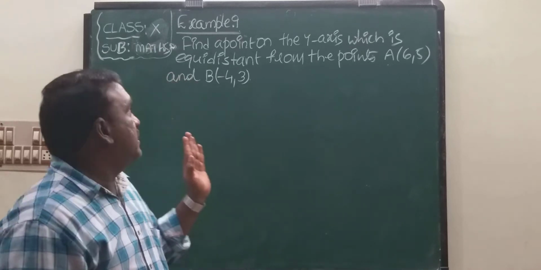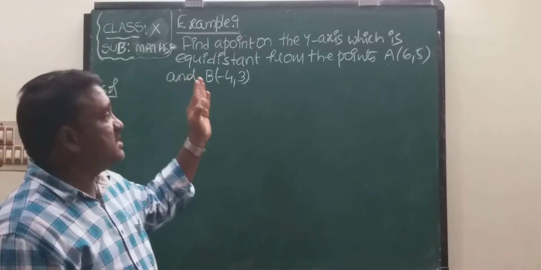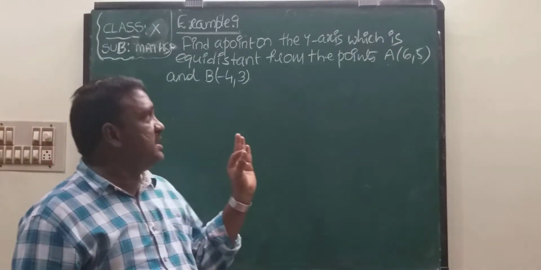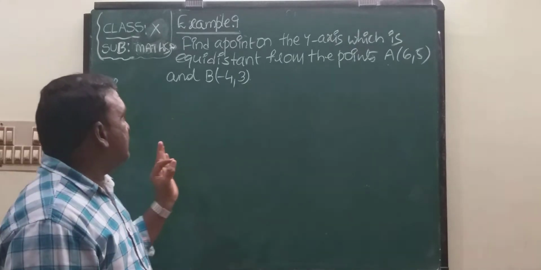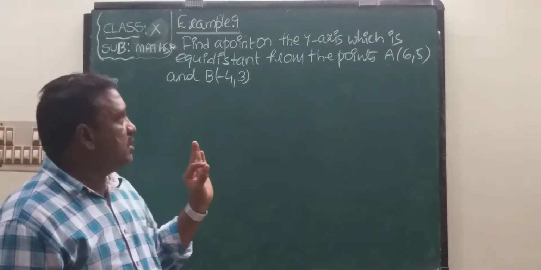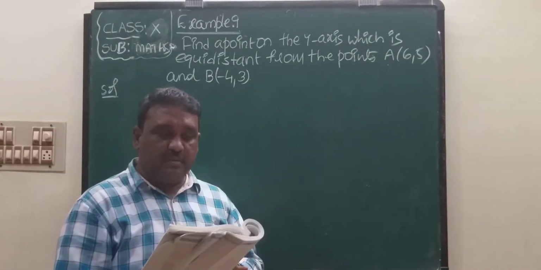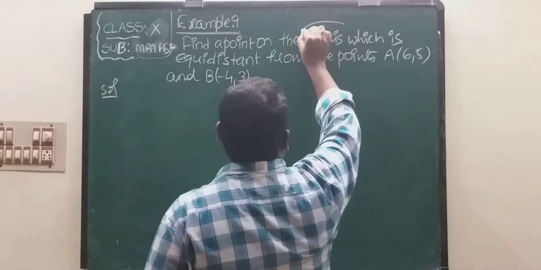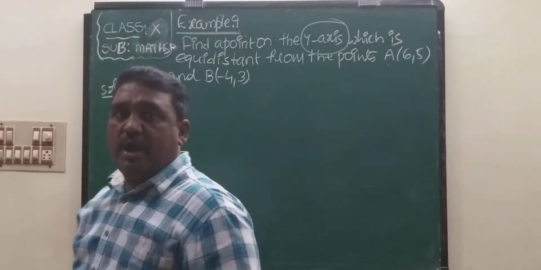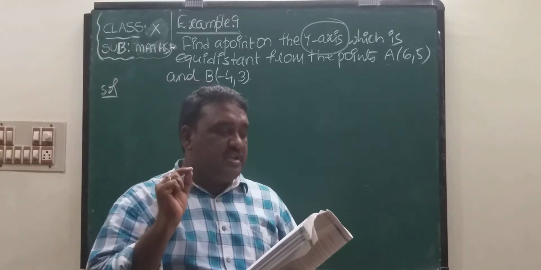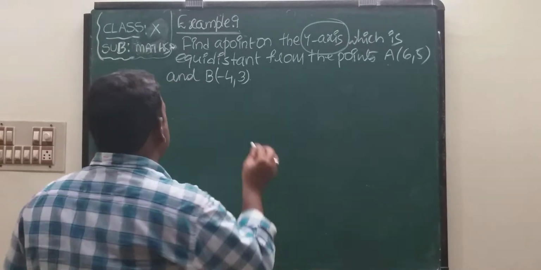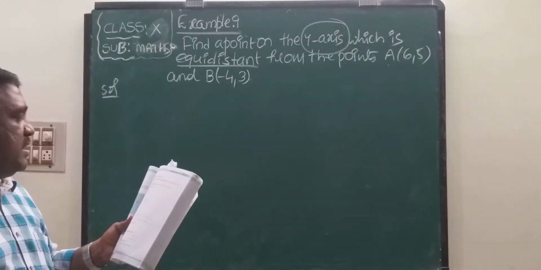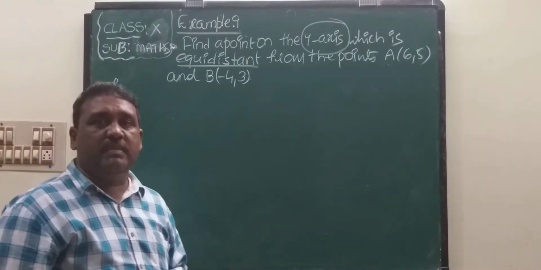So now keep heading. Example 9. Write the problem. Find a point on y-axis which is equidistant from the points A (6, 5) and B (minus 4, 3). Okay? So what is the problem? Find a point on y-axis which is equidistant from the points A (6, 5) and B (minus 4, 3).